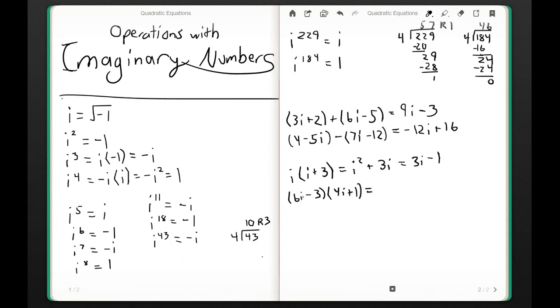More expanding here. 6i times 4i is 24i squared. Plus 6i minus 12i will be minus 6i minus 3. And remember, once again, to simplify the i squared. So 24 times negative 1 will be negative 24 minus 3 will make negative 27. So this will be negative 6i minus 27.